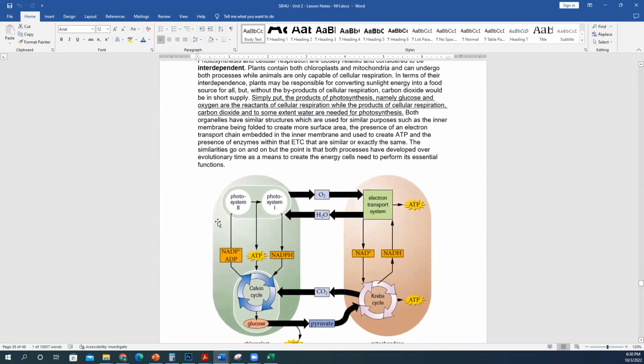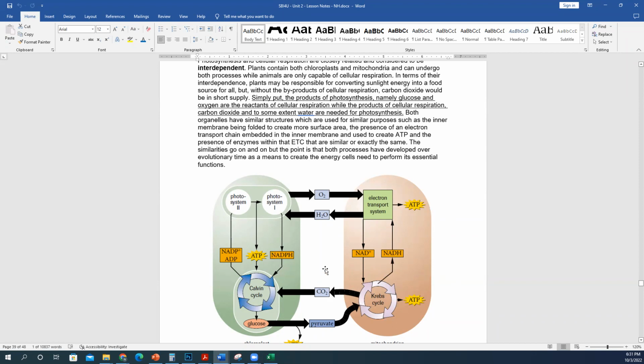So in the case of plants, they contain both chloroplasts and mitochondria and can go through both processes. While animals, we don't have any chloroplasts. We can only use up the energy that's provided by plant material, such as this glucose, to carry out cellular respiration.